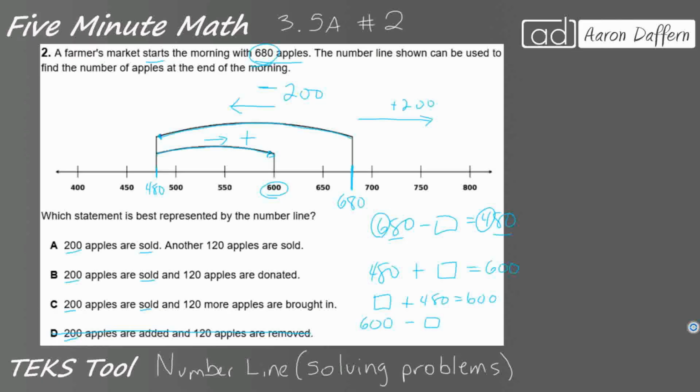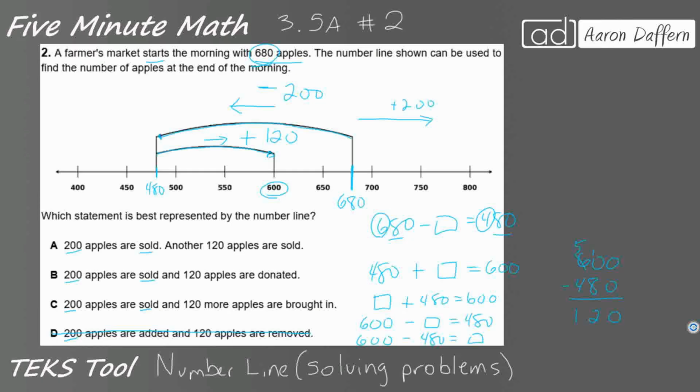So 600 minus blank equals 480. Doesn't really help you. This one does, though. 600 minus 480 equals our unknown. So let's do this vertically. 680 minus 480. So 0 minus 0 is 0. And this is 60 minus 48. I'm going to need to regroup there. So I took 100, broke it up into 10 tens. I left 5 hundreds. Those 10 tens now minus my 8 tens give me 2 tens. I've got 100 left. So there's my 120. So I'm adding 120, and I'm adding because I'm moving to the right.